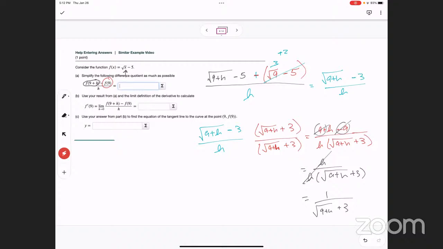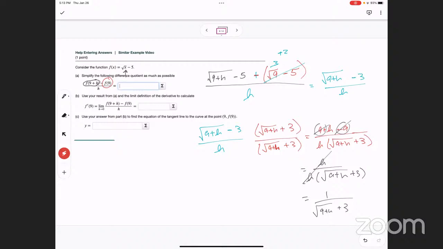For part A, should I always try to simplify it as much as I can before multiplying by the conjugate? Yes. I think that's what I've been messing up on, is I don't simplify it first. Yeah, you definitely have to do that first.